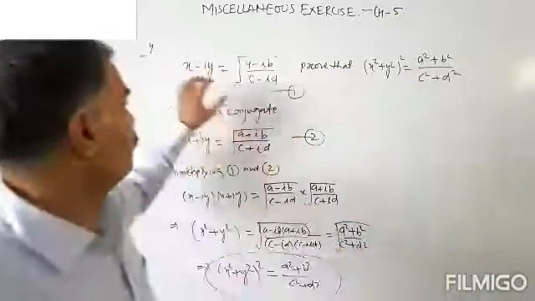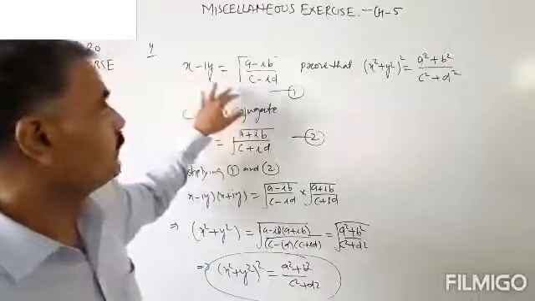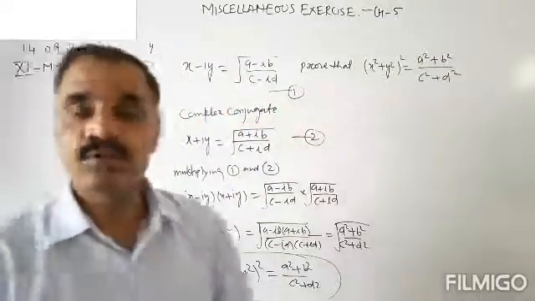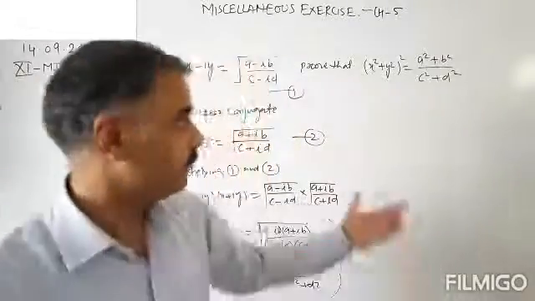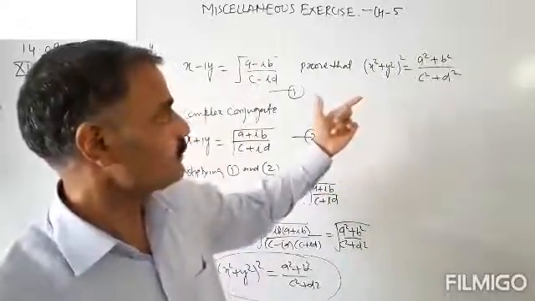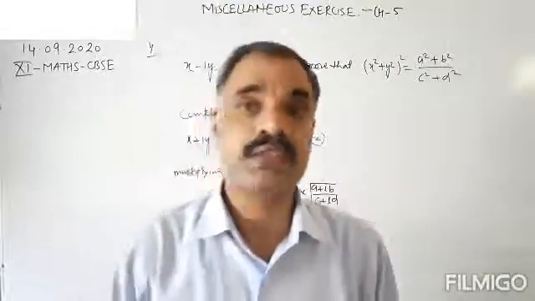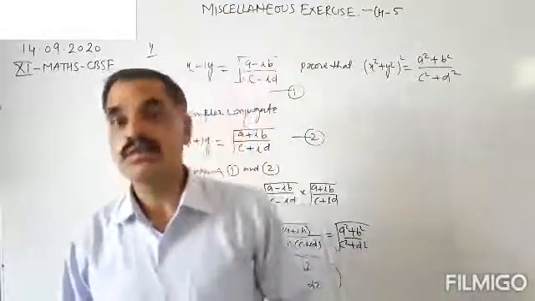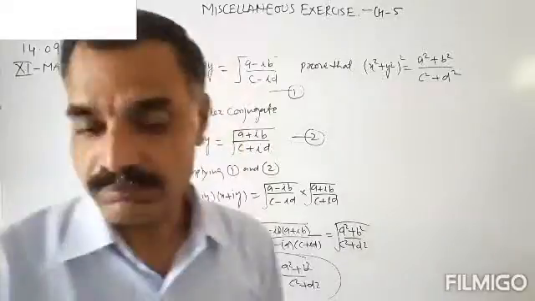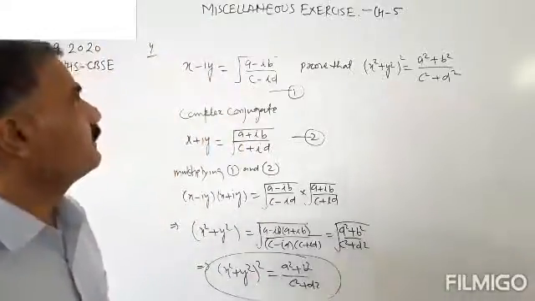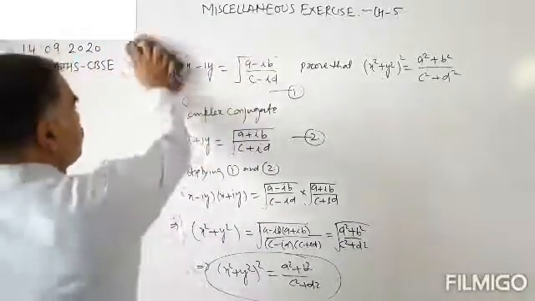Okay, so given is x minus iota y equals under root (a minus iota b) upon (c minus iota d), and we have proved that (x square plus y square) whole square equals a square plus b square upon c square plus d square. Okay, so this was question number 4 of the miscellaneous exercise, chapter number 5.